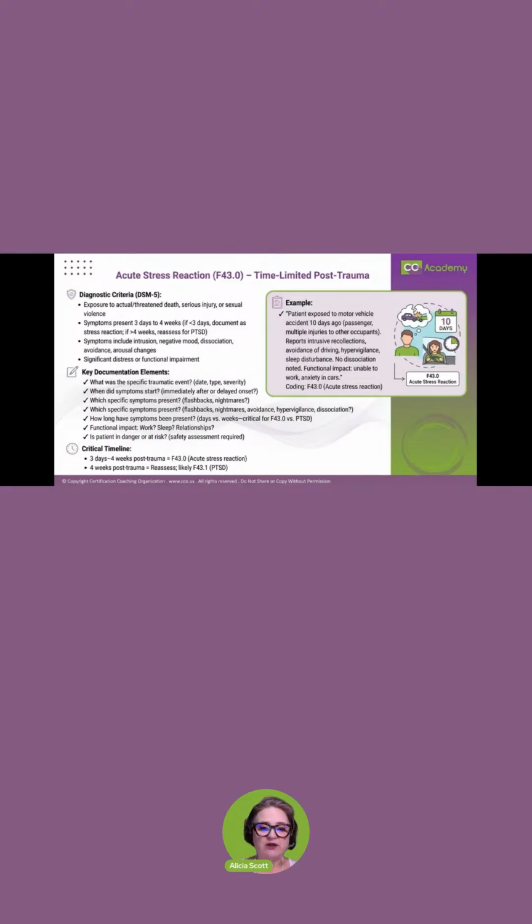Now, what do we want to see documented? What was the specific traumatic event? Example, a shooting. We need the date, the type, the severity. When did symptoms start? Did they start immediately, or was there a delayed onset? Which specific symptoms are present? Do they have flashbacks, nightmares, avoidance, hypervigilance, dissociation? And how long have the symptoms actually been present? Now, this is critical because days versus weeks determines whether it's F43.0 or PTSD.